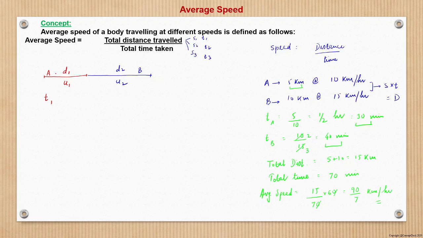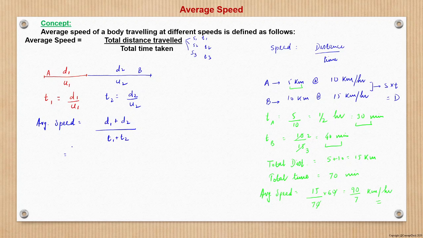So T1, for the first part or the A part, the time taken will be D1 upon U1, and for the second part, the time taken would be D2 upon U2, distance upon speed. Now the average speed, we know, is total distance. Total distance is D1 plus D2 upon total time. What is total time? T1 plus T2.